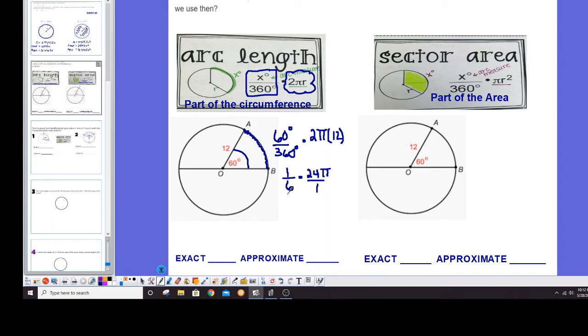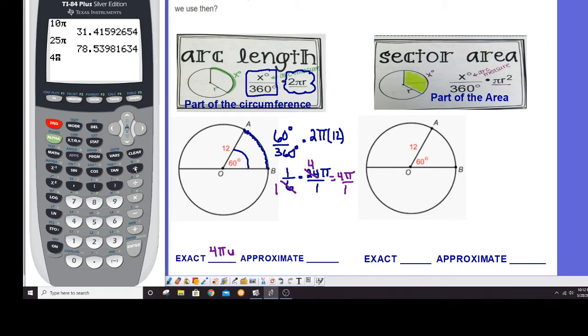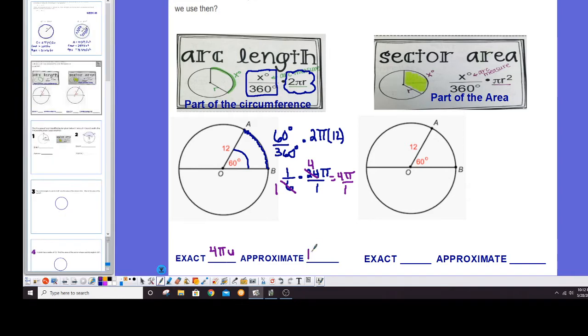And when we multiply this out, you can cross cancel or you can multiply straight across. I'm just going to go ahead and cross cancel and make my number smaller. So 6 goes into 6 once, 6 goes into 24 4 times. And then 1 times 4 pi is 4 pi. 1 times 1 is 1. So my exact arc length is 4 pi units. And then my approximate is the rounded, which would be 4 times pi, which is 12.566. Okay, that's arc length. We did that last week.